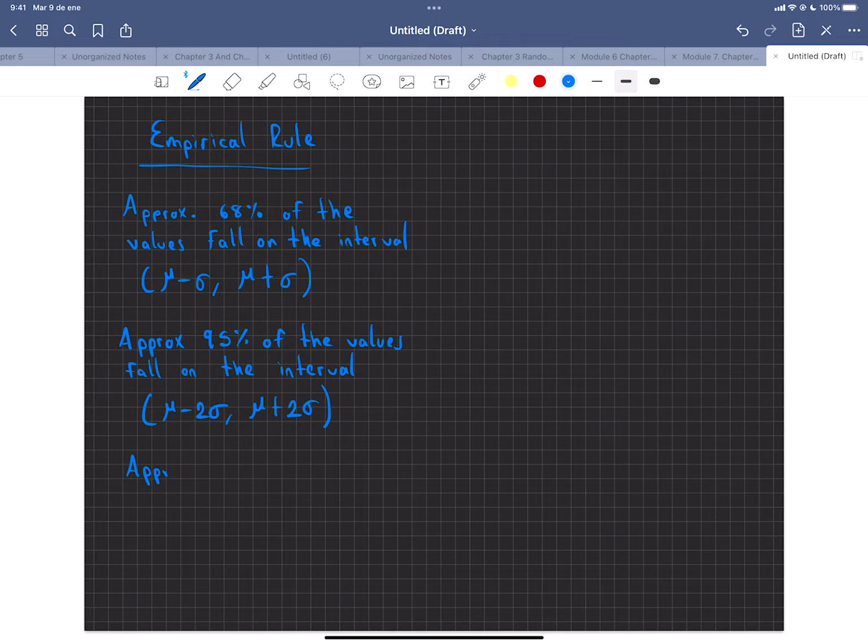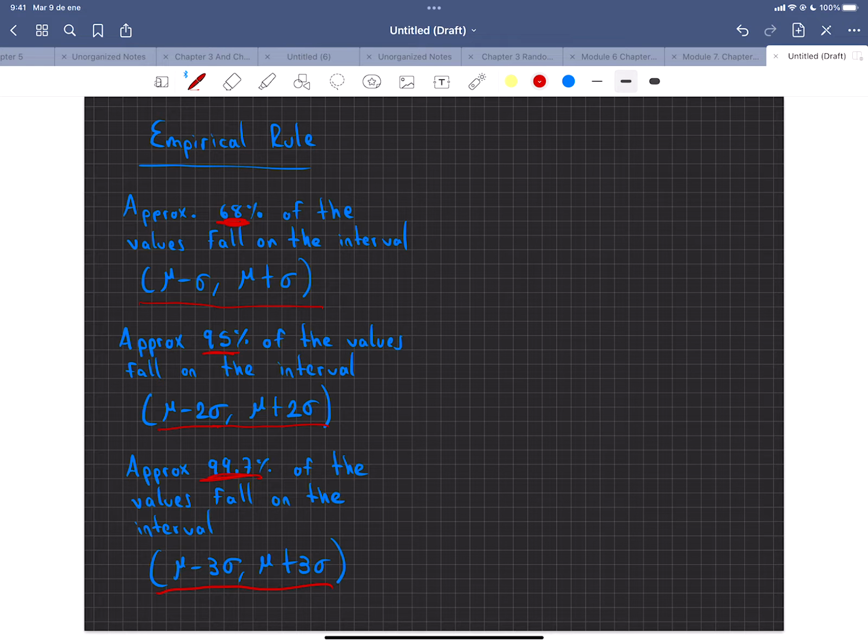And approximately 99.7% of the values fall on the interval mu minus 3 sigma, comma, mu plus 3 sigma. 68% for mu minus sigma or mu minus 1 sigma, mu plus 1 sigma. 95%, mu minus 2 sigma, mu plus 2 sigma. 99.7%, mu minus 3 sigma, mu plus 3 sigma.